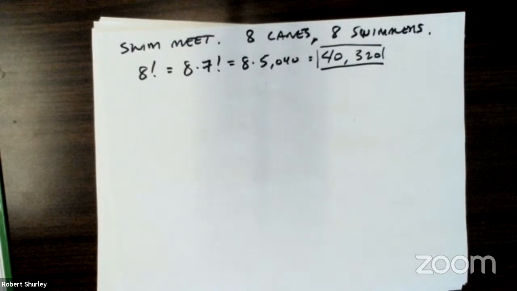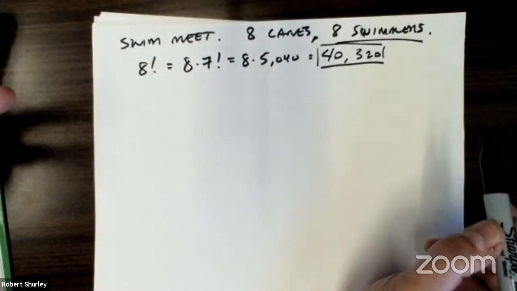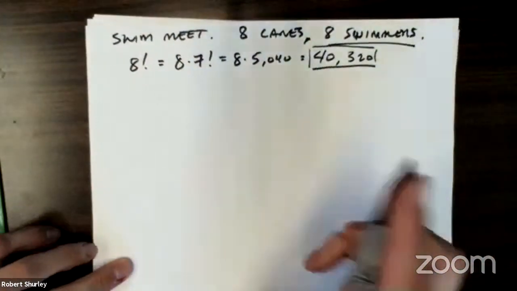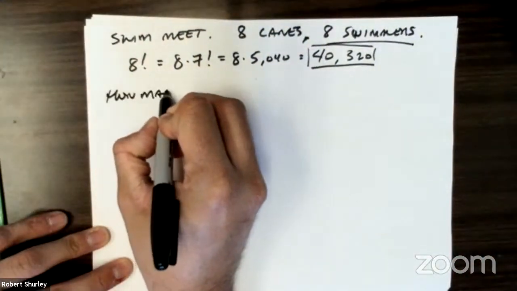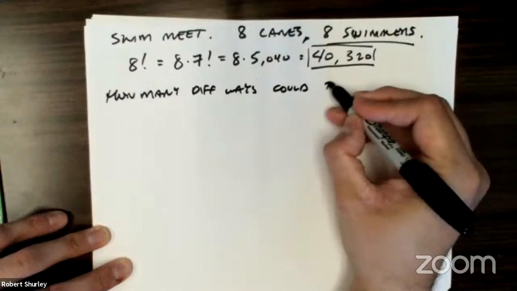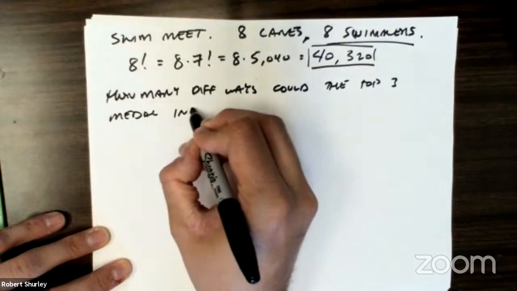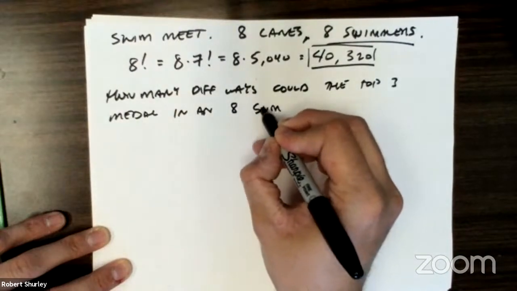Okay, so the question then pops up: what if we don't use all of the swimmers? This would be a good example, and it's actually the example your book uses. What if we've got these 8 swimmers, but only the top 3 medal? How many different ways could the top 3 medal in an 8 swimmer race?